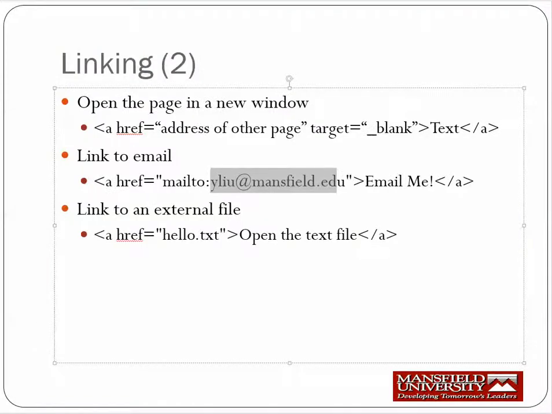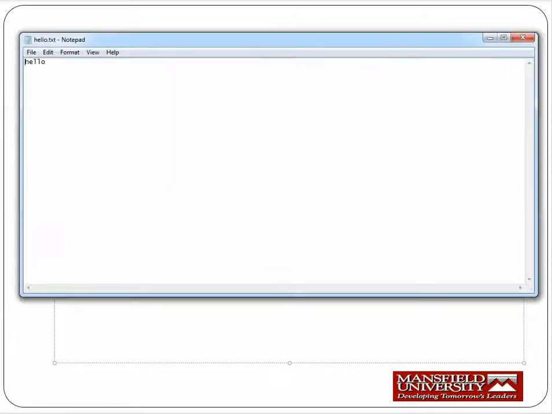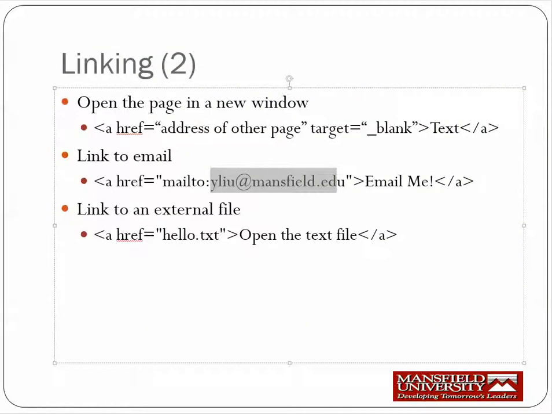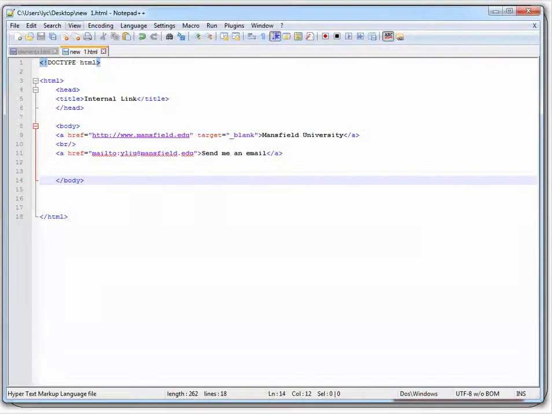We can also use a link to open a text file, a text file like this. This text file we made using Notepad: Hello world. Remember, this file has to be in the same folder as your code. Here you can see the address. I put this file on the desktop, so your file should be in the same location.